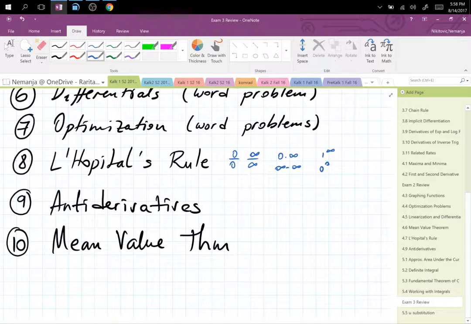Antiderivatives are the basic integrals, right? So you are looking at the basic integrals. You need to know how to integrate. There will be no limits, so no calculation of limits as definite integrals, just indefinite integrals.